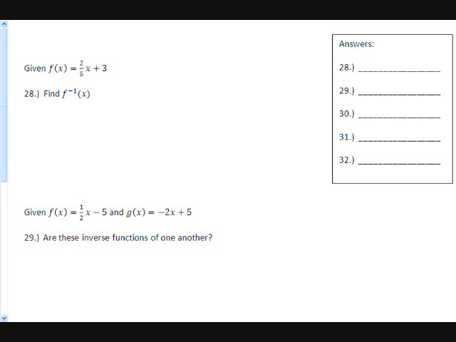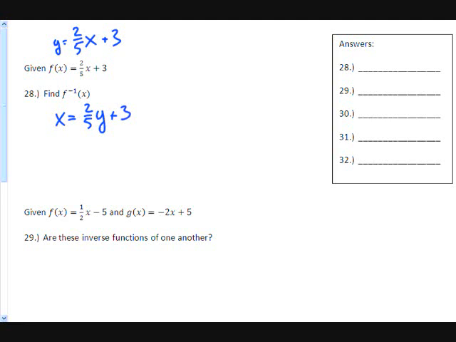This next one is also asking me for the inverse, except this time I have an equation, and really this equation says y equals 2/5 x plus 3. And if I want the inverse, just like I did before, I switched the x and the y. So instead of y equals, it's going to be x equals. Instead of 2/5 x, it's going to be 2/5 y plus 3.